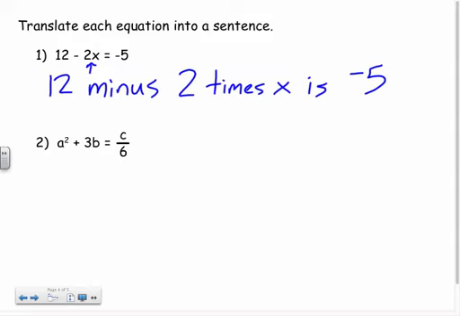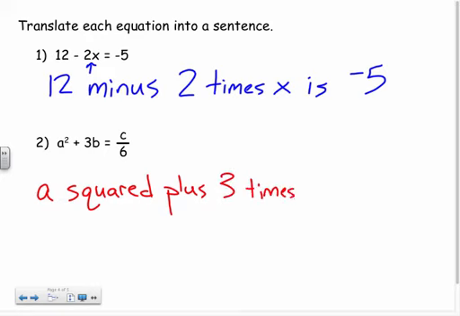So down here, for number 2, I have a squared, or a to the second power. Either way, I'm going to write a squared. A squared plus, might as well just write plus 3, can't just say 3b, I got to say 3 times b, what operation is occurring there, is for my equal sign. And remember, fraction bar, we're saying division, right? Is c divided by 6. Okay, so tell me what that operation is. Don't just say c over 6. Say c divided by 6.